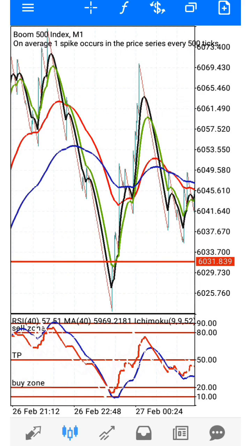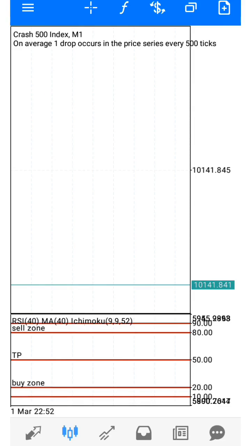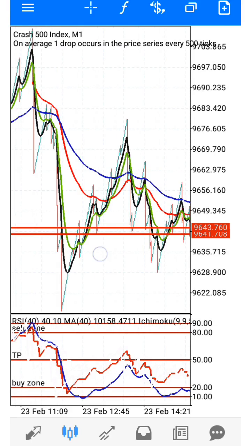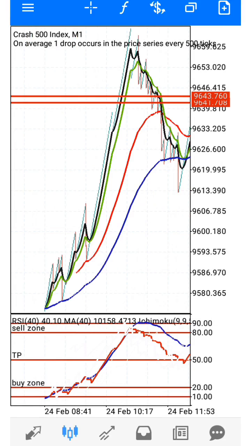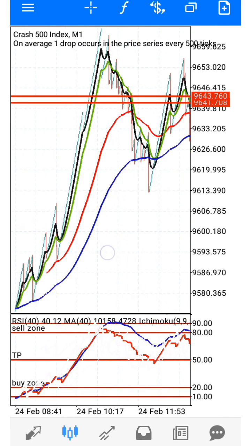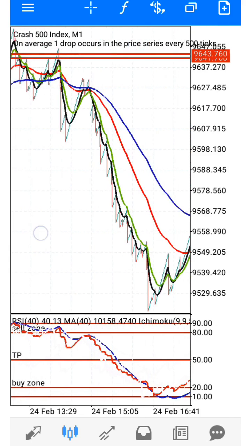So please, let's check Crash 500. We're checking Crash 500. Imagine this one. This is a very, very good entry.